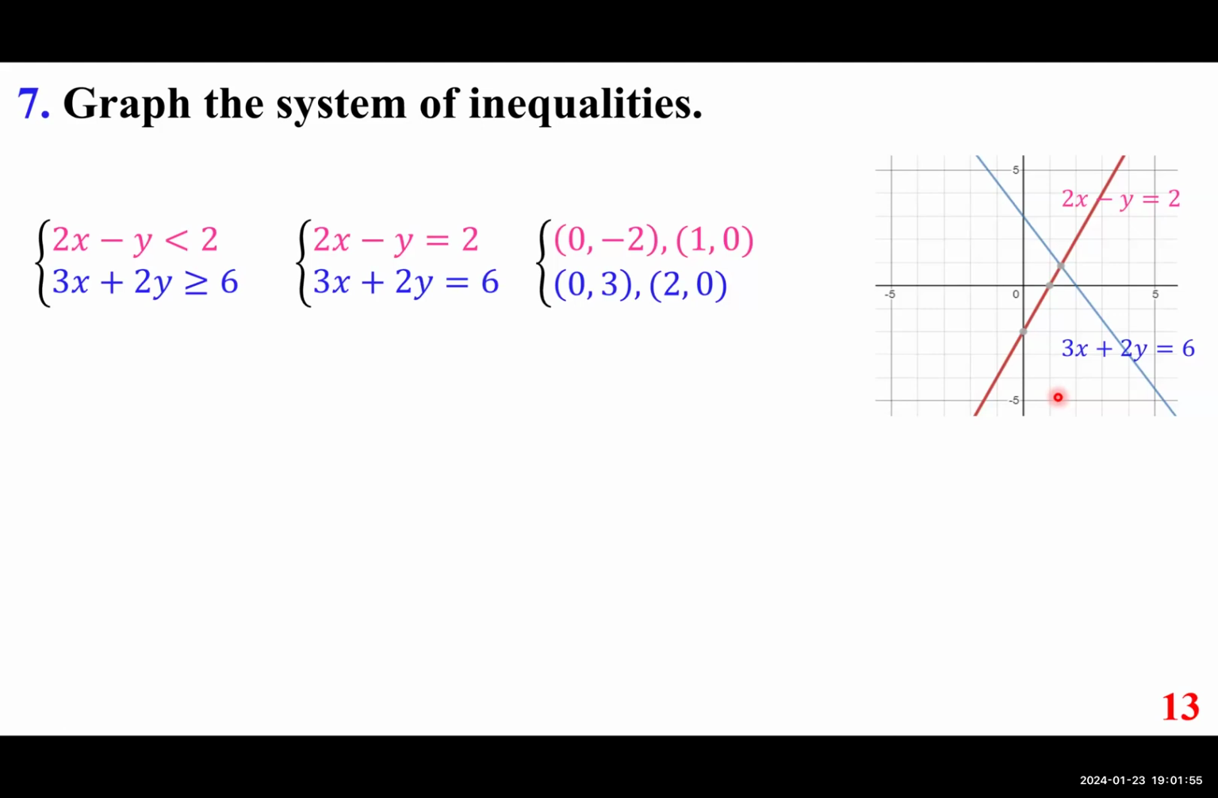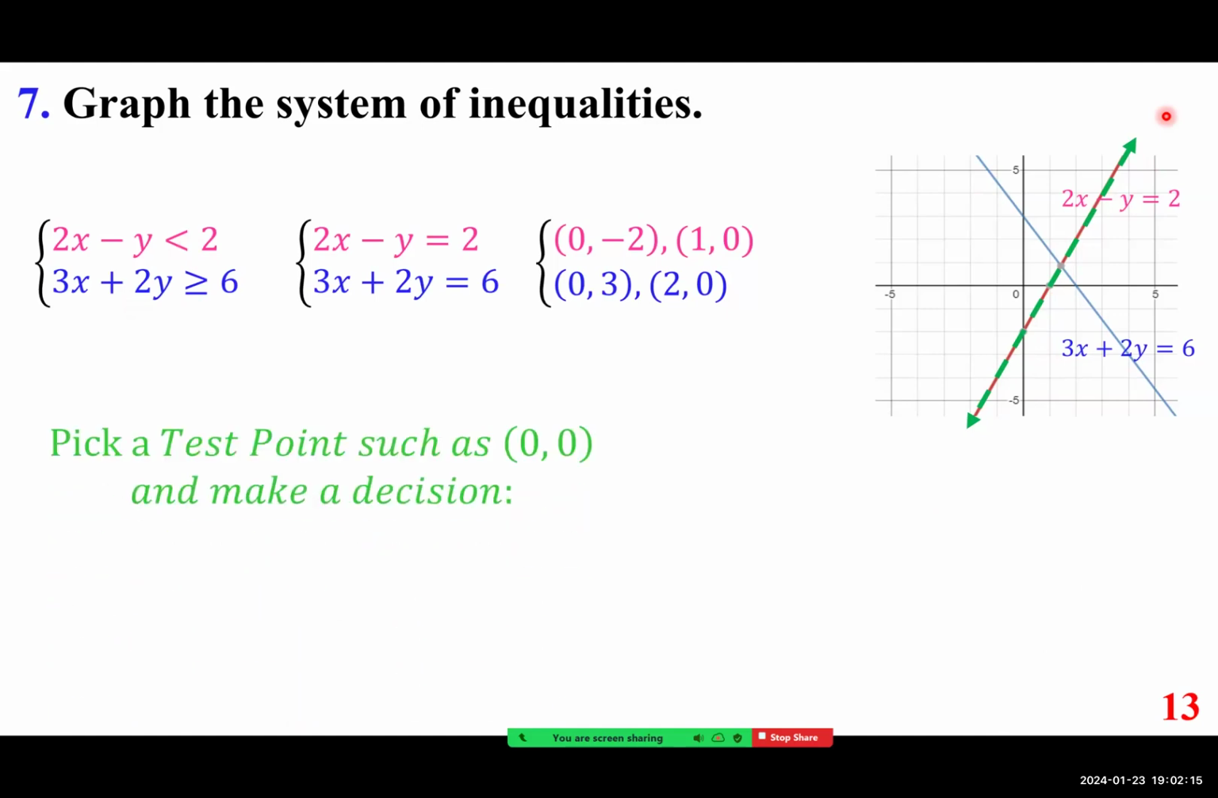You can pick any test point, for example, as long as it doesn't belong to the lines. And by the way, understand that this has no equality, the red one, so it's a dashed line. This has equality, it is a solid line. So that's why we change this to a dashed line, okay?